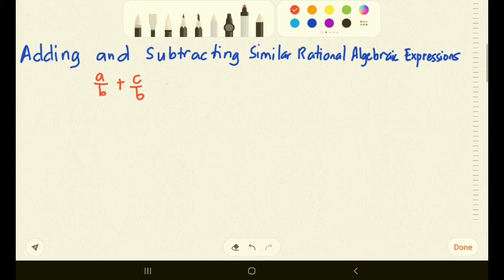So in this case, you will just add the numerators directly. So you have A plus C over, just copy the denominator, B. And B must not equal 0, or else you would get undefined if the denominator is 0. So that is how to add similar rational algebraic expressions. Okay, let's have examples.